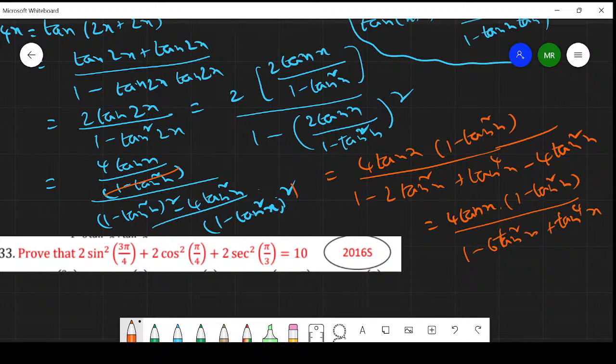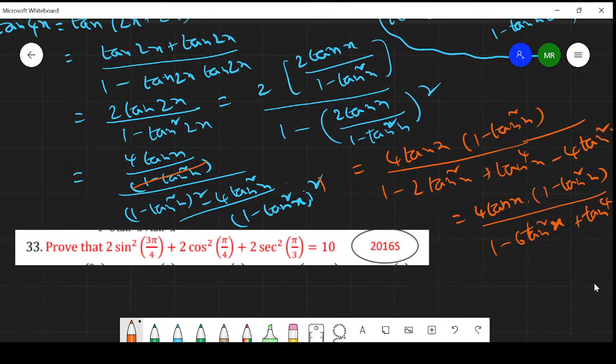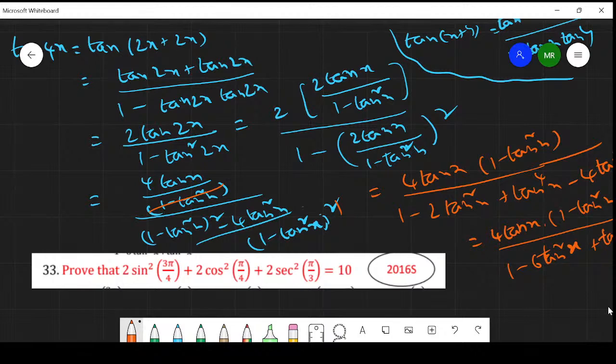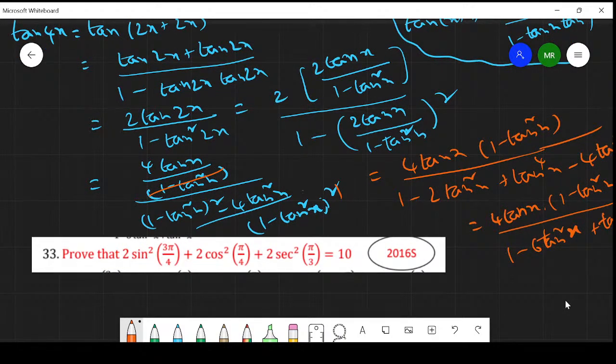Correct, tan power 4x. I understood this. So this is the required answer. You add this 2 tan square x, 4 tan square x, but plus tan power 4x. So we got the required answer. I hope you understood this. Just remember the tan 2x and tan of x plus y formula, then easily you can solve this problem.